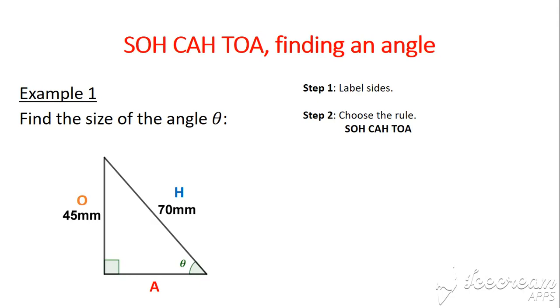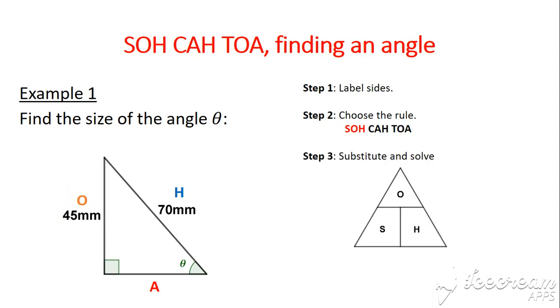Step 2, let's pick one of these rules: SOH, CAH, or TOA. Now it's a little bit different to the last time when we were trying to find a side, because we know two sides of the triangle. We know the opposite and we know the hypotenuse. So the rule must have an O and an H in it. So in this example, it's the SOH rule.